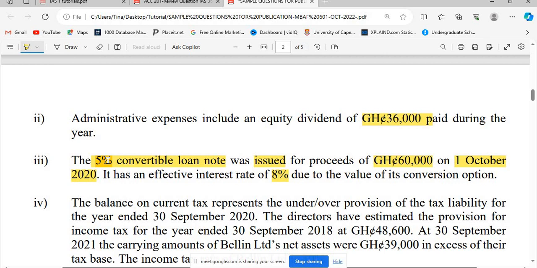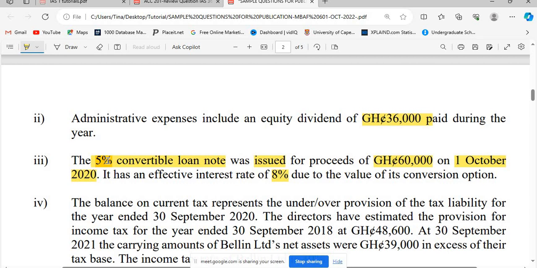So you have the right, and the right is at your own discretion, whether to redeem the loan or to convert it into shares. So you become a shareholder. I hope that is well understood.